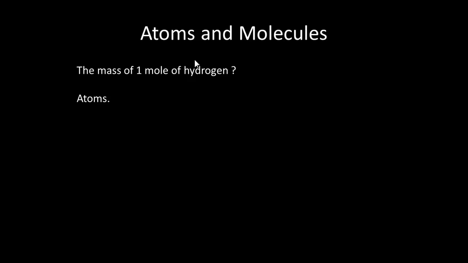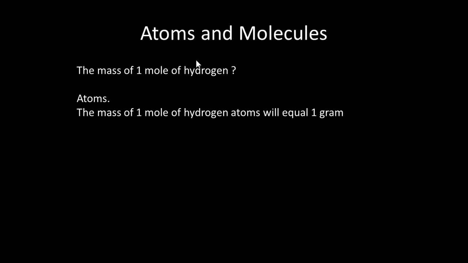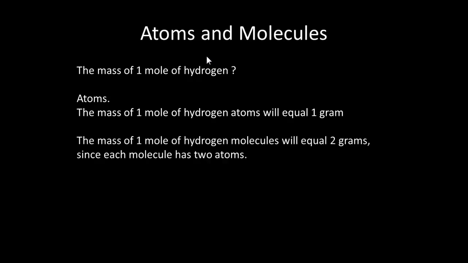Okay, what's the mass of 1 mole of hydrogen? So the mass of 1 mole of hydrogen is equal to the atomic mass, which is 1 gram. It's actually slightly more than that. The mass of 1 mole of hydrogen molecules will equal 2 grams. That's because each hydrogen molecule has 2 atoms in it.